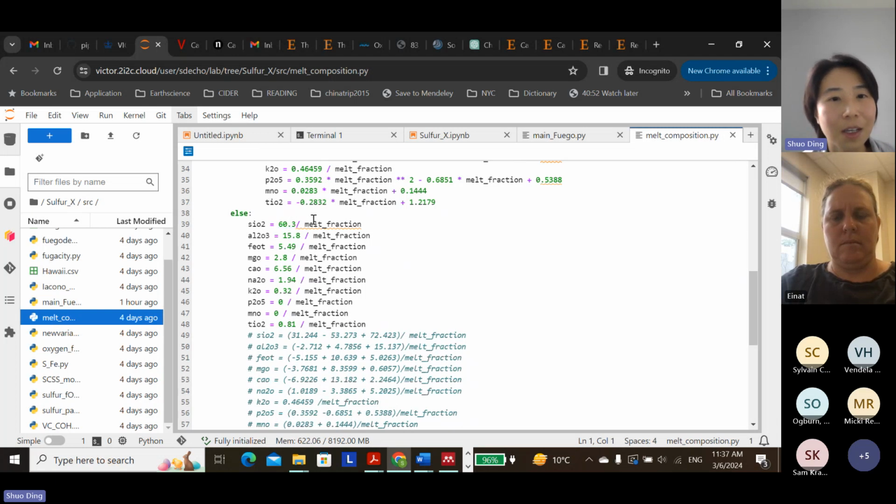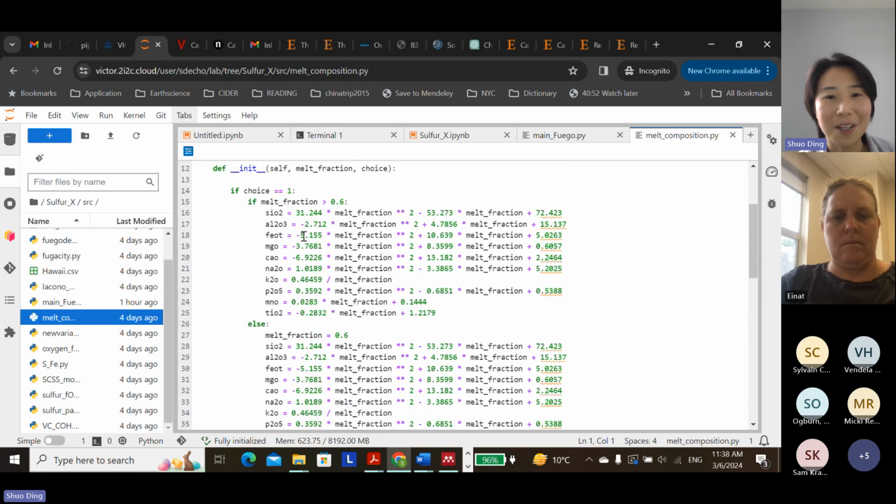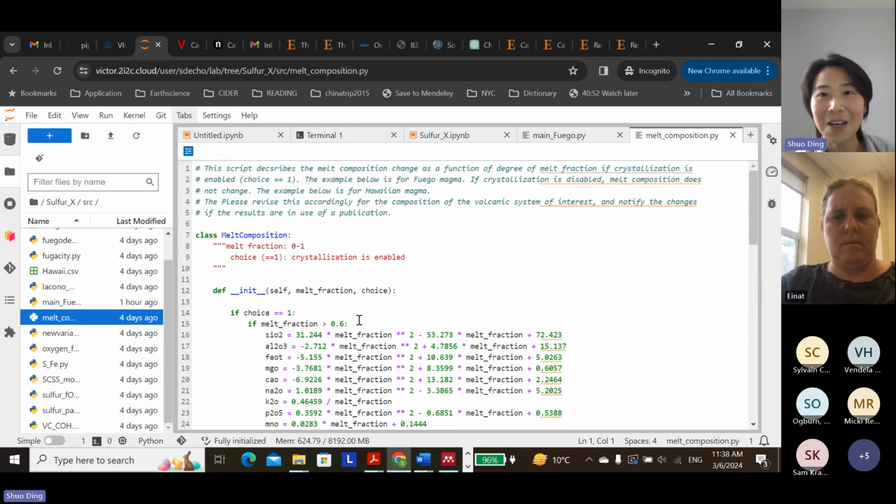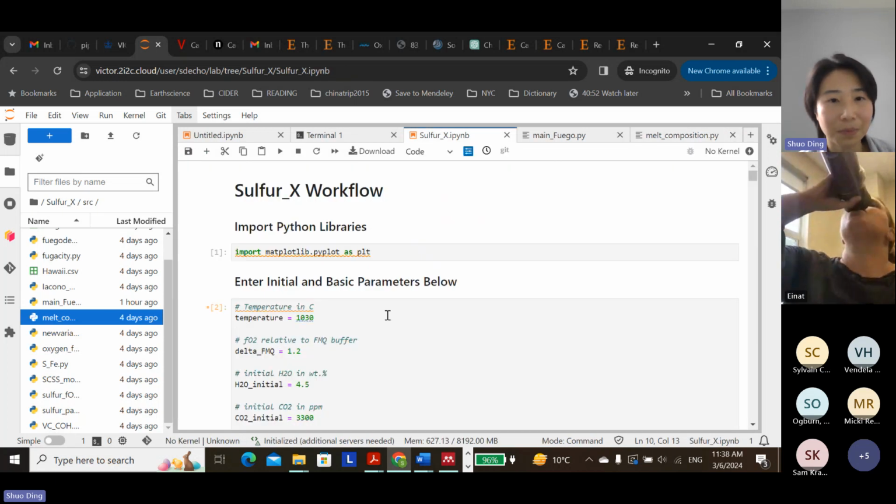Why almost? Because your melt fraction is still going to change, and that will always recalibrate things. The melt fraction still changes because you will start making vapor phase, right? So the melt fraction is still getting a little bit smaller. That will be the only change here. So that's how you can change the melt composition. It's a little bit inconvenient for now. I'm still thinking about a better way to implement this.